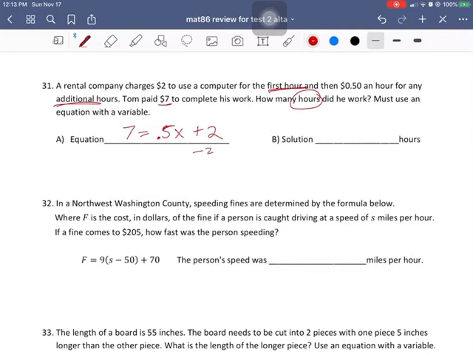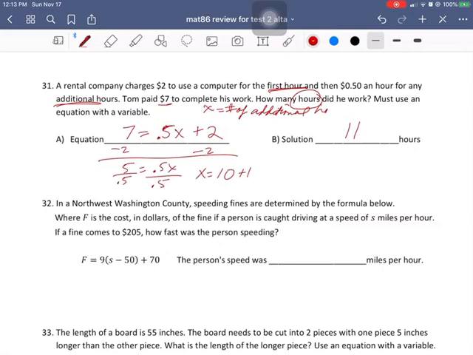So let's solve for x. Isolate that. So x is going to equal 10. So 10 is x. That's how many additional hours. So he paid 2 for the first hour. So that's 11. That's a little tricky. Okay. 10, the x represents the number of additional hours. So whatever I get for x has to be added to the 1 for the first hour. Okay.